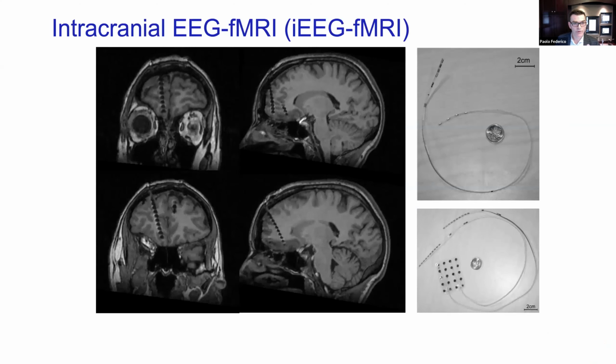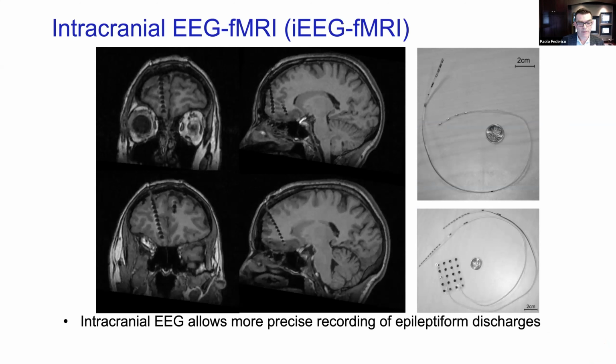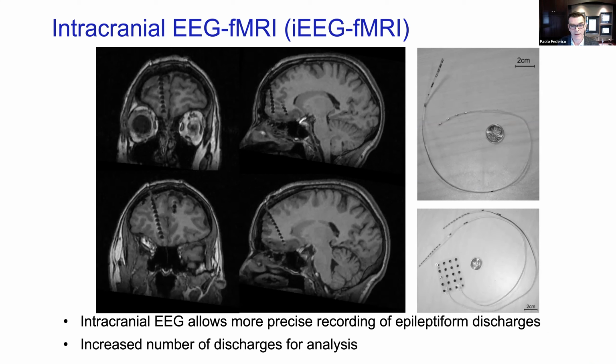So I did scalp EEG-fMRI in the past, but now I've actually been performing intracranial EEG-fMRI, and this is less commonly performed, only at 2 centers. But intracranial EEG-fMRI actually offers the advantage of more precise recording of epileptiform discharges and even the possibility of recording high-frequency oscillations. This will also allow us, with intracranial EEG-fMRI, to obtain an increased number of discharges for the analysis. And this will increase the statistical power of the study.